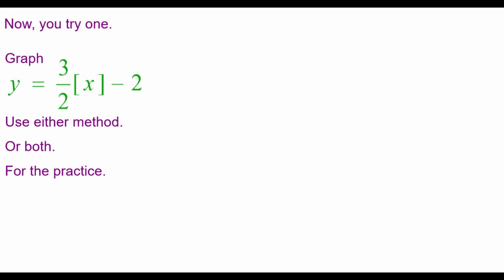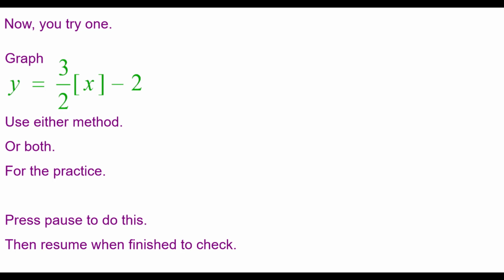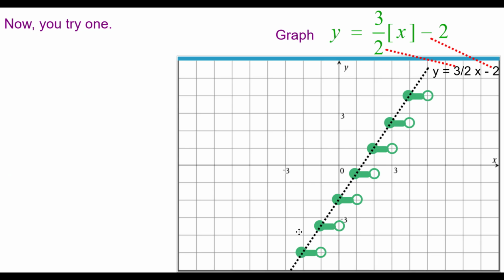Now you try one. Graph y equals 3/2 times the greatest integer of x minus 2. Use either method or both for the practice. Press pause to do this and then resume when you're finished to check your answer. And here's our answer in green. I have that dashed line there. That's not really part of the graph. It's just to show you a little hint about what the graph looks like.